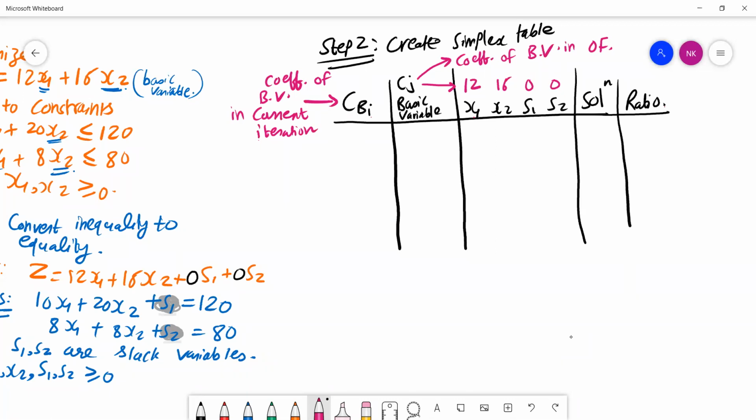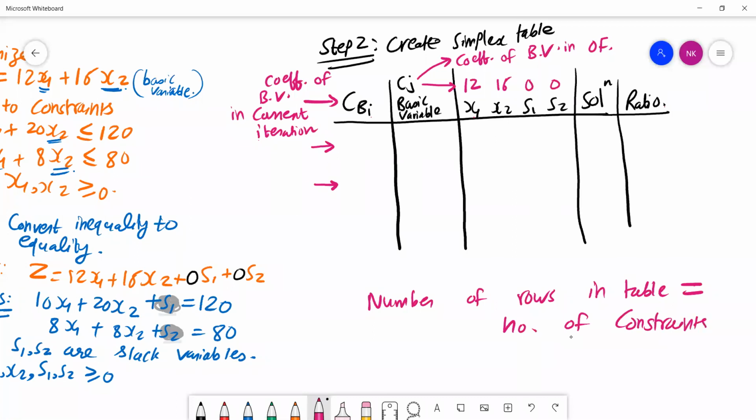Now comes the table format. The number of rows that we'll be filling will be equal to the number of constraints. Let me write over here, number of rows in table will be equal to number of constraints. So how many constraints are you having? We are having 2 constraints. So we would be filling up 2 rows. The first row will be representing the first constraint and the second row will be representing the second constraint.